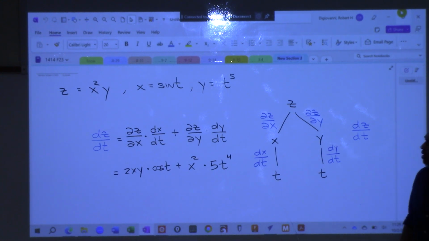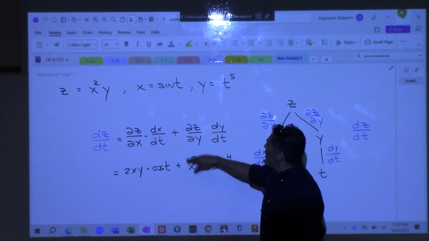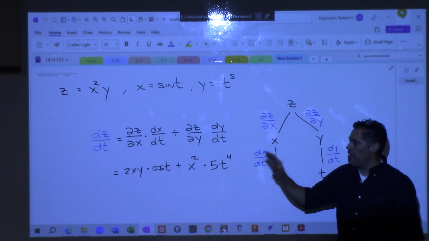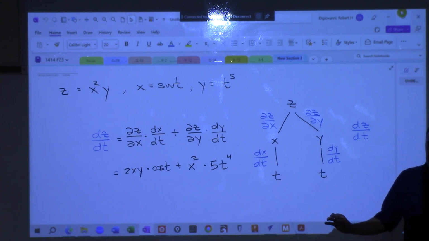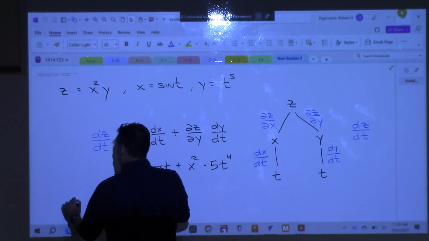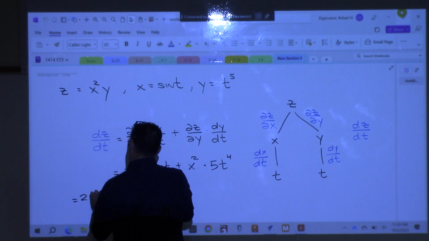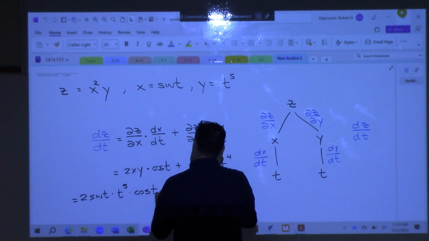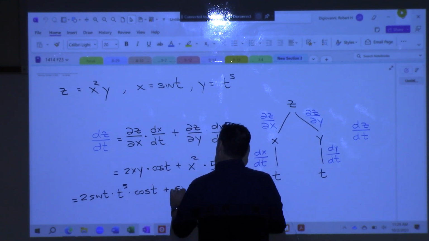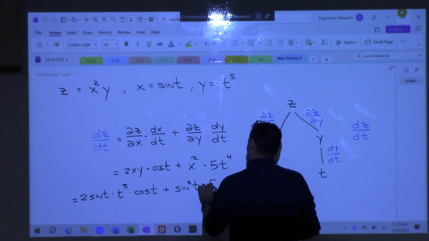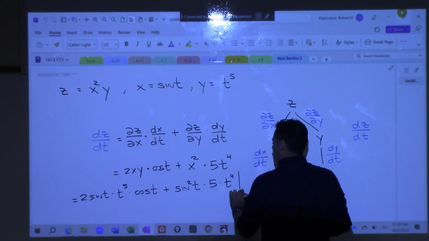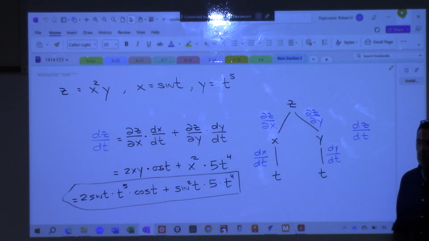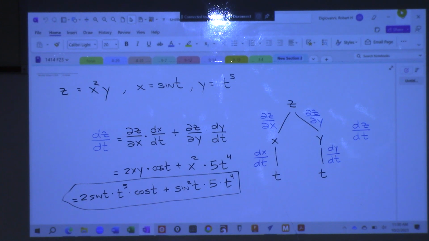And now you replace all your x's with what? Sine t, all your y's with t to the fifth. And that final answer will be completely in terms of t. Let me go ahead and write that down. It'll be 2x was sine t, y was t to the fifth, times cosine t, plus x was sine t, but squared, sine squared t, times 5 times t to the fourth. I'm not cleaning that up or anything, I'm just writing it down. That is the derivative of z with respect to t.